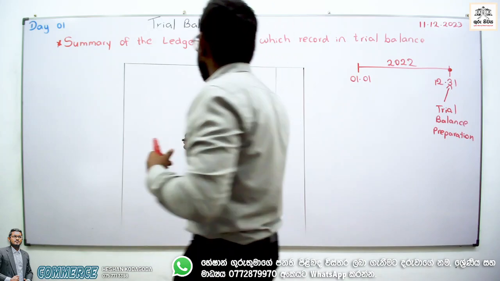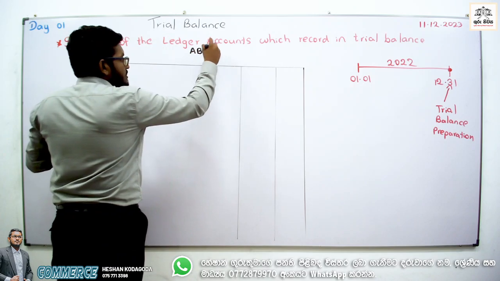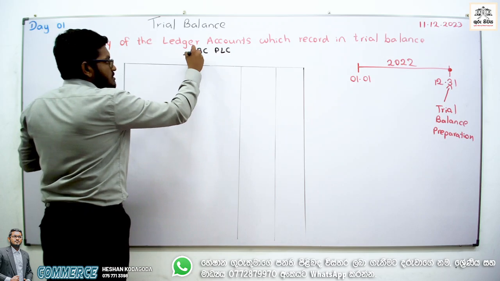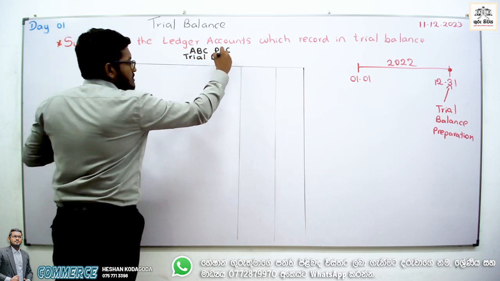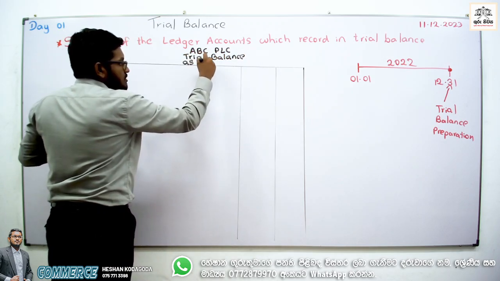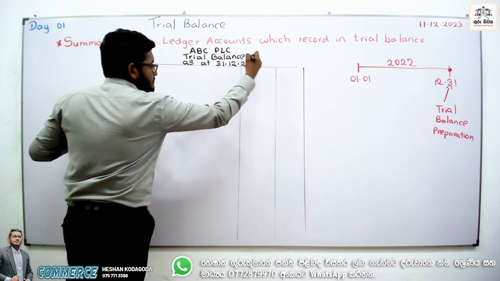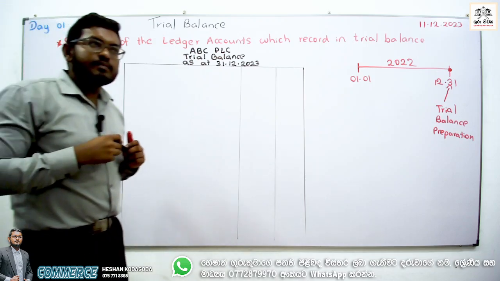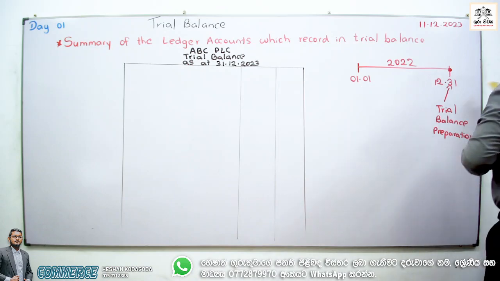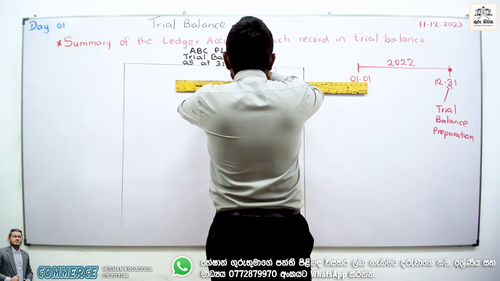So when we record the transactions in the trial balance, you can write like this. You need to follow 3 columns: A/c, Dr, Cr. Trial balance as at 31st December 2020. Is it clear to you? Are you okay with this one? Right? Okay. Nice.